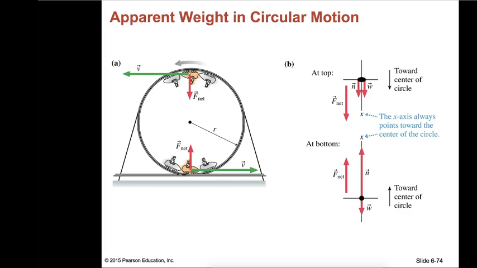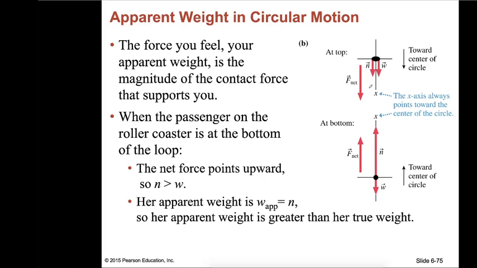In another case, at the top of the roller coaster, the net force should go down because the acceleration is going down. So the normal force and the weight should be like that. So the force you feel, which is your apparent weight, remember that the apparent weight is the normal force you feel. So the force you feel is the magnitude of the contact force that supports you. In this case, it's normal force. In this case, it's normal force too.